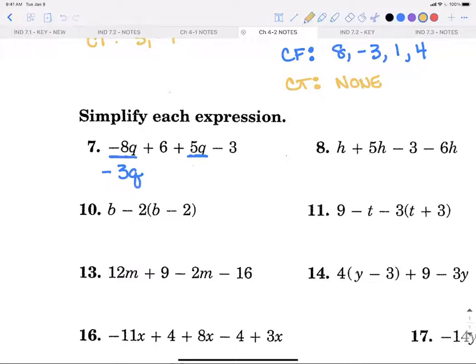Then the last thing I do is I find my constant. So I have plus 6 minus 3, which is plus 3. Can I combine my negative 3q and my plus 3?